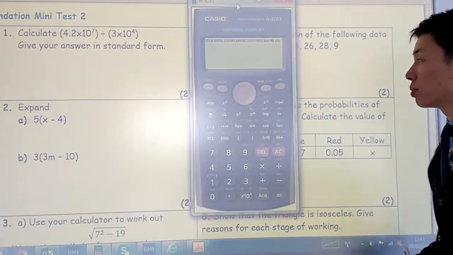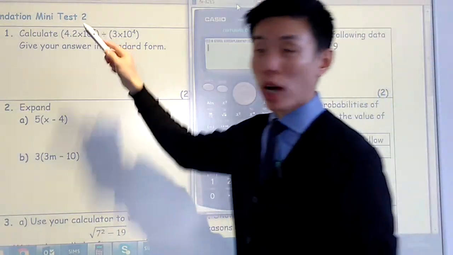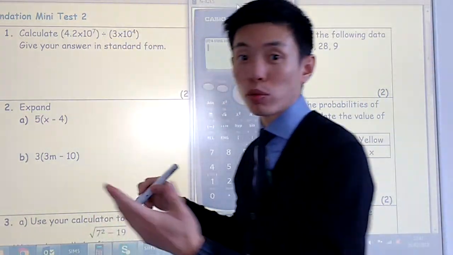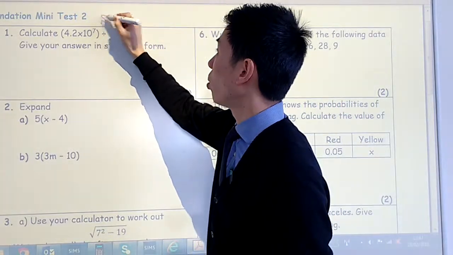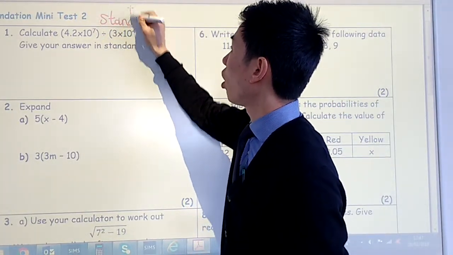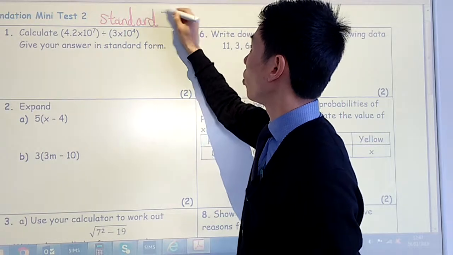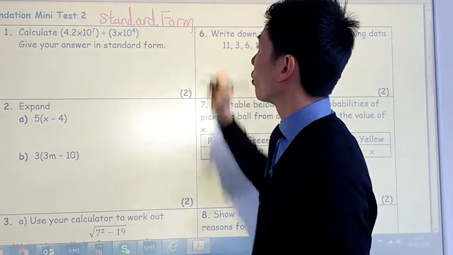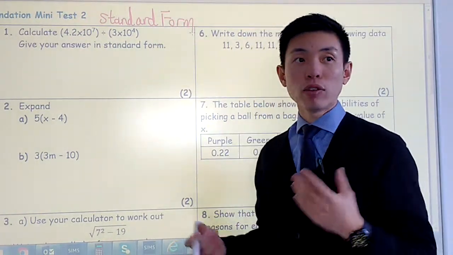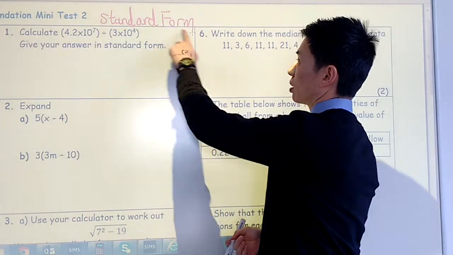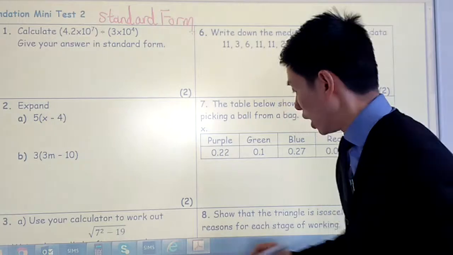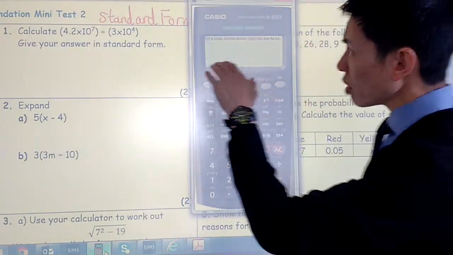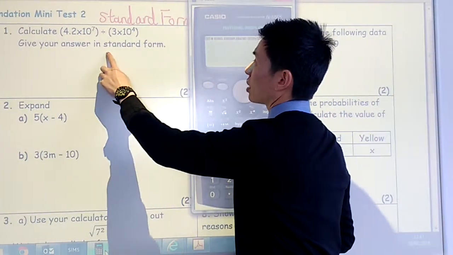Okay. So to demonstrate number 1, first of all, I want to reiterate in essence that this is called standard form. This topic is standard form. If you want to look up any revision booklet on this topic, you will find more on that. Give your answers in standard form.